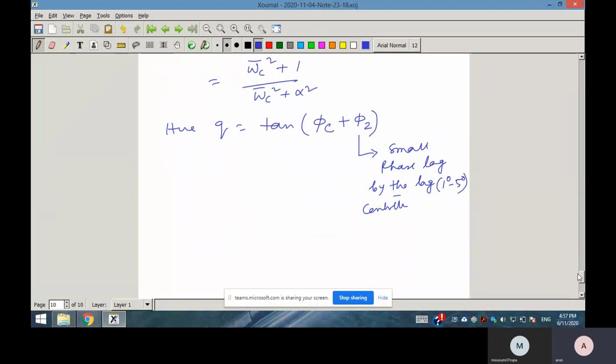Okay, so now Q is tan of phi C. So this is the phase lead to be provided by the lead part. Okay, so this is the phase lead to be provided by the lead part. Okay, this much I'll remove.